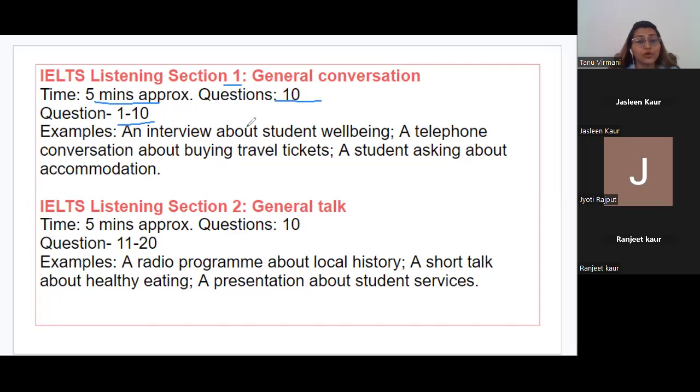Example, an interview about student well-being, a telephone conversation about buying travel tickets, when you want to travel, for how many days, what's your round trip. Okay, so it's all about travel. What's your first name, what's your last name, your destination. Student asking about accommodation. So what kind of room he requires, for how many months he requires, is he going to share with somebody? All of the details come in section 1.